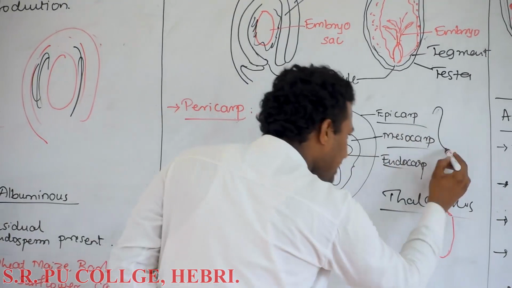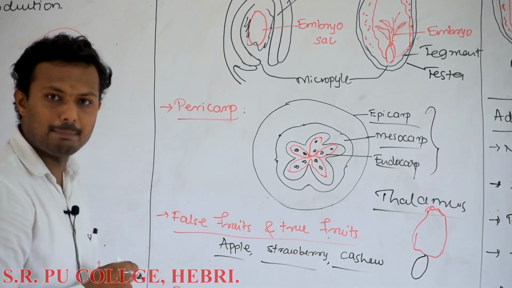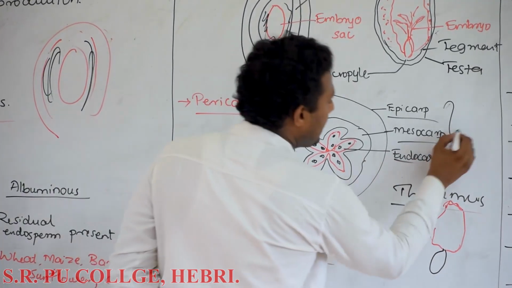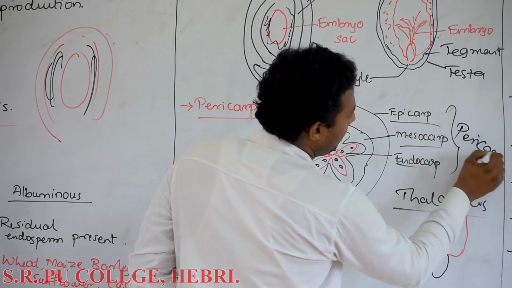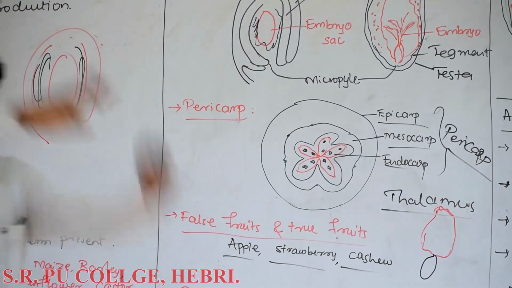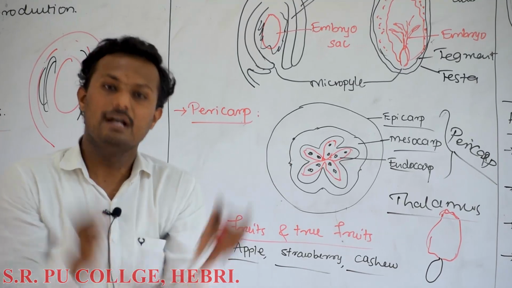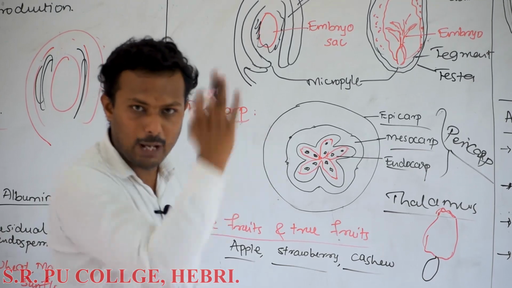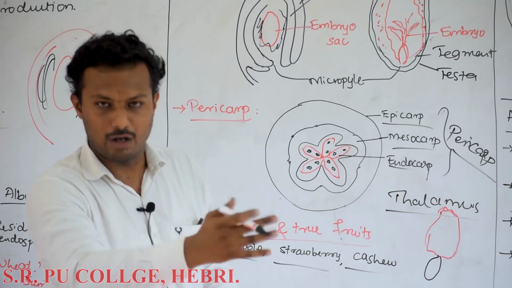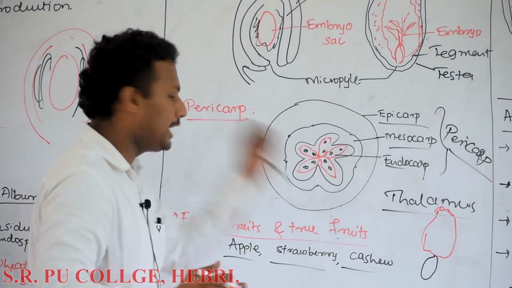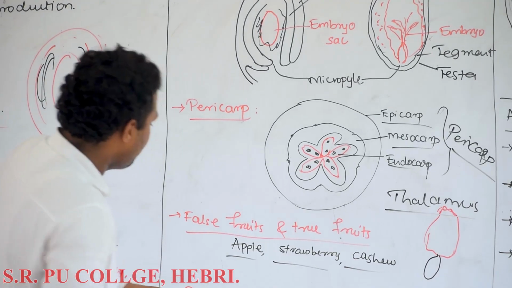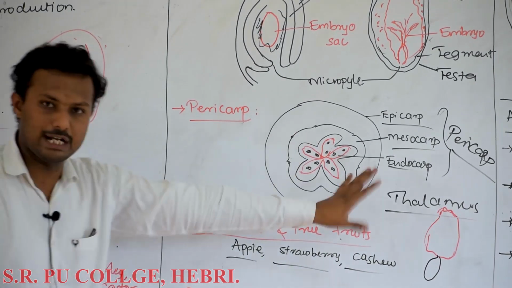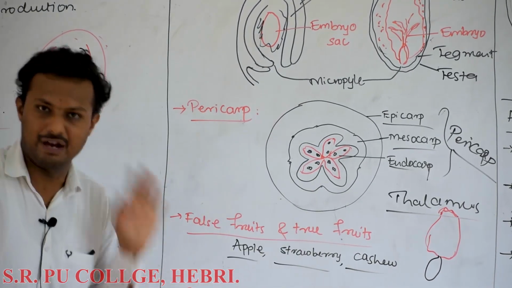In most of the fruits of the angiosperms, we will see these three regions. And all these three layers, epicarp, mesocarp, and endocarp, are collectively called the pericarp. So this is the covering of the fruit. The entire fruit will be covered, and this entire covering of the fruit is called the pericarp, which is classified into the outer epicarp, the middle mesocarp, and the inner endocarp. So like this, we come across different types of fruits, false fruits and true fruits, and different layers of the fruit. Development of the seed and fruit we have seen.